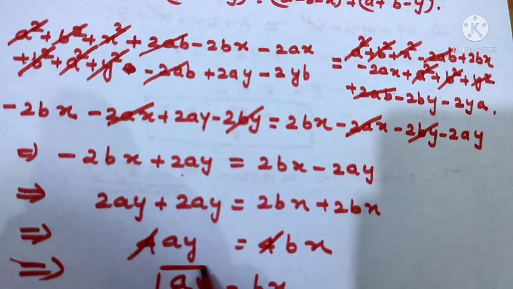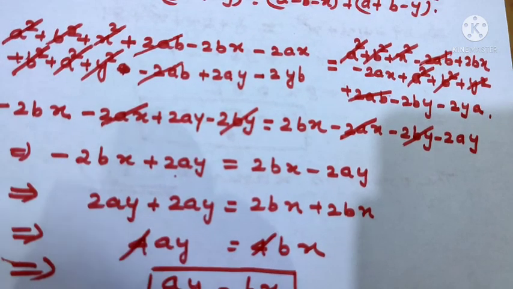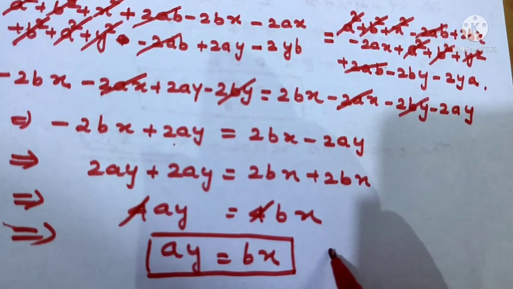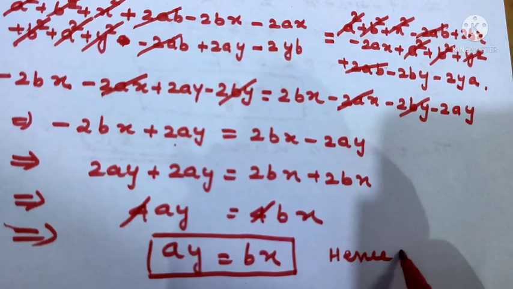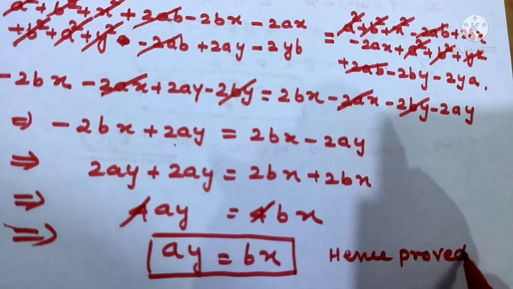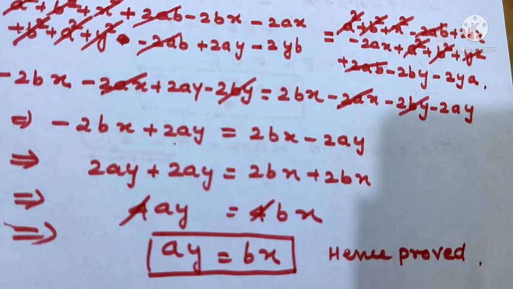So which is the required result? Prove that bx equal to ay is told. So we'll write hence proved. So the formula is the same, only expansion little bit difficult. So here three terms are coming. So we have used a plus b plus c whole square formula. So now we got the final answer bx equal to ay.